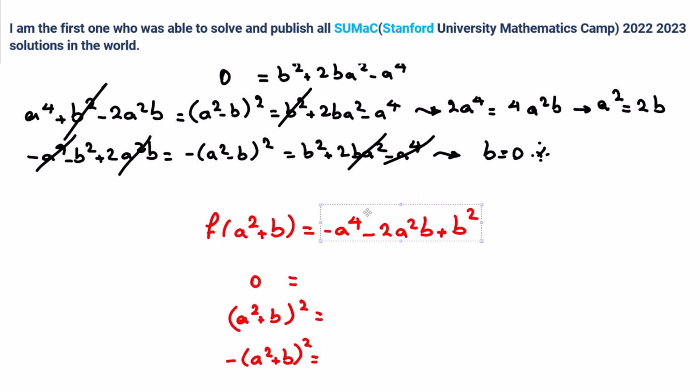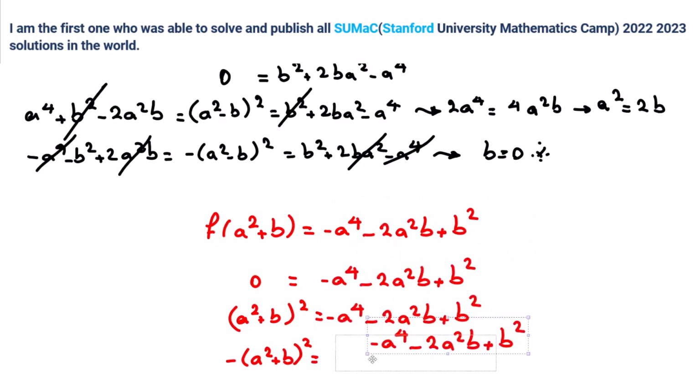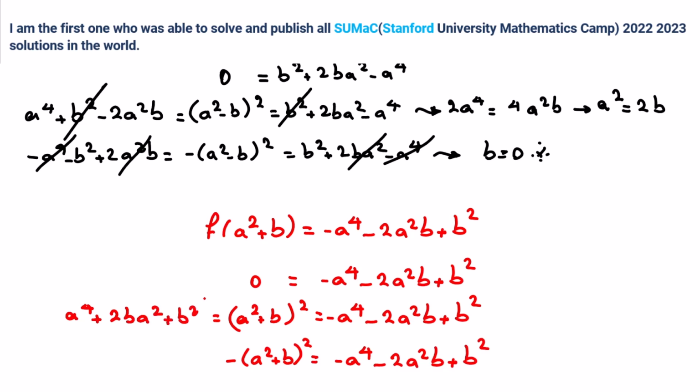So let me copy this and paste it 3 times. So for this one, we can conclude it is what? A to the 4 plus 2a squared b plus b squared. Then we can cancel this part. And we can conclude what is equal to what? 2a to the 4th is 4a squared b. So a squared is 2b. A squared is 2b? Is careless mistake. Oh, negative 2b. Negative 2b. And from here, we can say it is equal to negative a to the 4, negative b squared, negative 2a squared b, right? 2a squared b, negative a squared would be cancelled, and b is 0, contradiction, right?